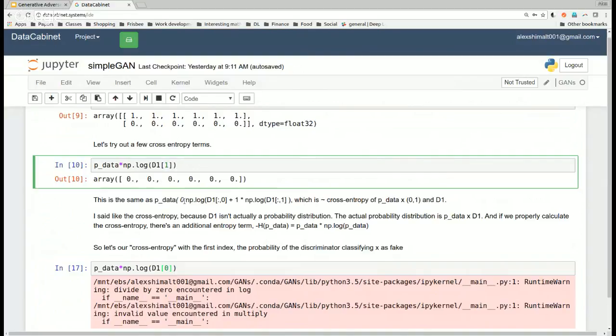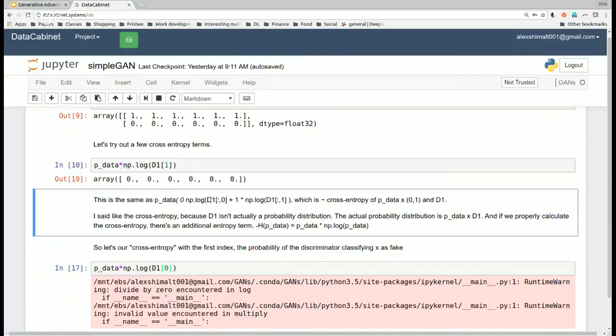So it's kind of like this. If you think of adding this term, which is 0 times the log probability that the discriminator classifies as fake, this is basically the same as this. So this term here is kind of like the cross entropy between P of data with the label and D1. And I said it's like cross entropy because, first of all, D1 is not actually a probability distribution. It's just, given an input, what is the probability? So you would actually have to do something like the actual probability distribution is P of data times D1. And when I was trying to assure myself of the loss function, I realized that there's a small issue here. They're actually ignoring this P of data term, and if you calculate it properly, then there's actually this extra entropy term, but it might get ignored once you assume the cross entropy as well.